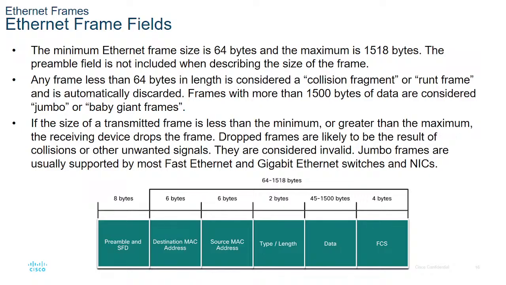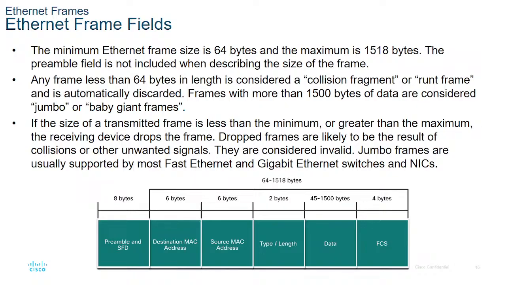If the size of a transmitted frame is less than the minimum or greater than the maximum, the receiving device normally by default drops the frame. Dropped frames are likely a result of collisions or other unwanted signals. However, these are normally considered invalid because they don't meet the size requirements and are always dropped.